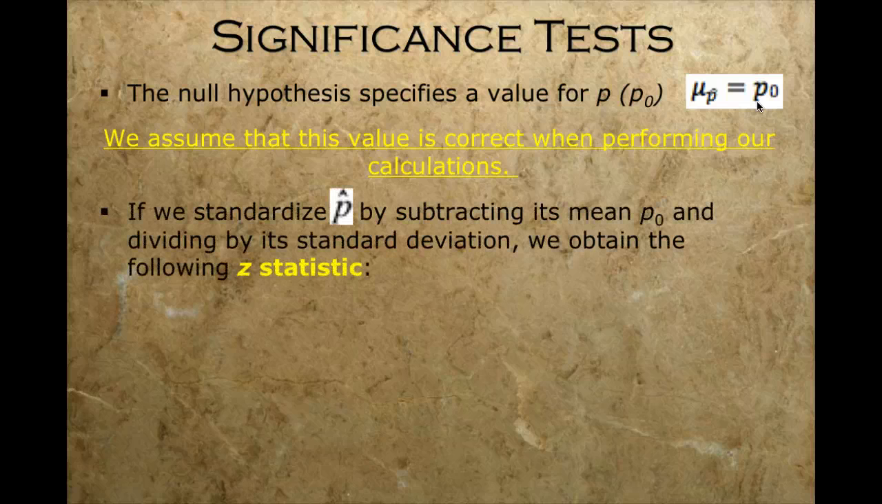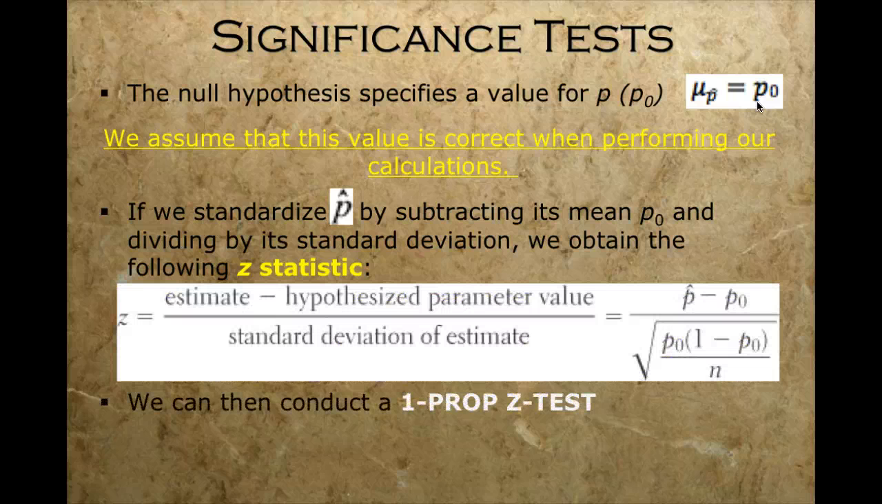If we standardize p hat, our sample proportion, by subtracting its hypothesized value and dividing by its standard deviation, we obtain our z statistic. Now remember, with one proportion z intervals, we will always do z intervals or z tests for proportions. That's why this is called a one proportion z test.